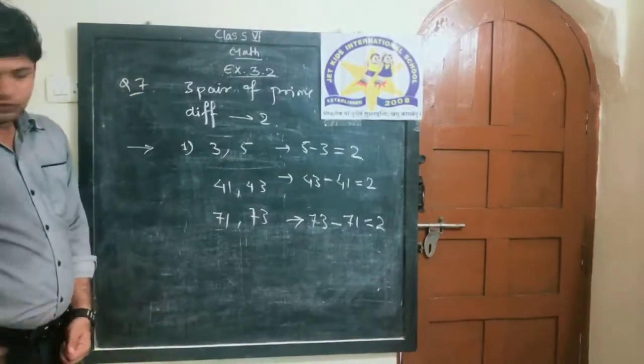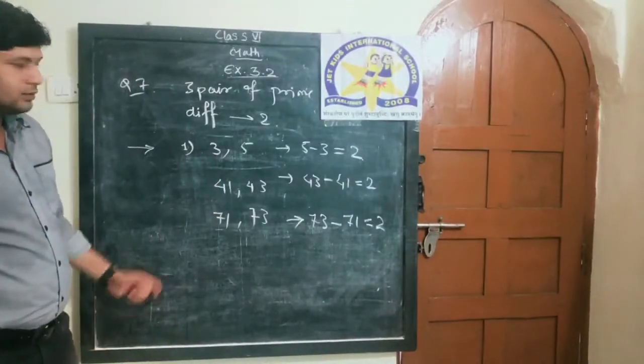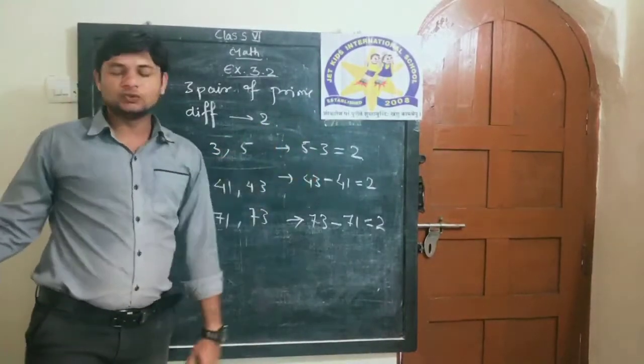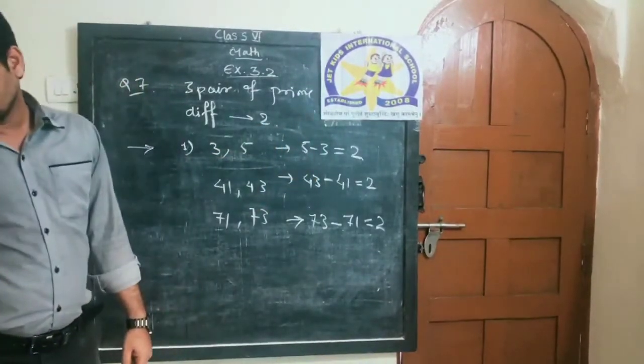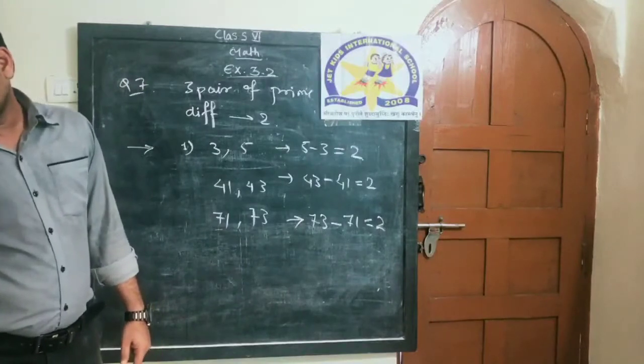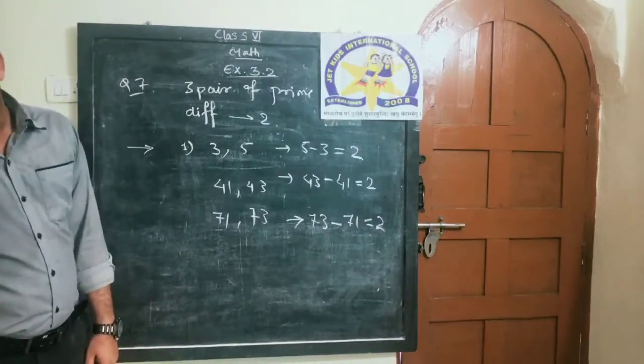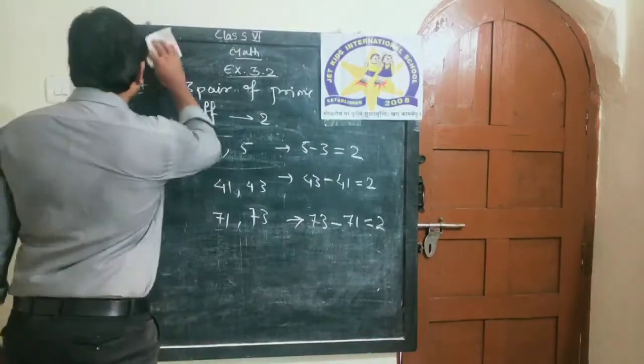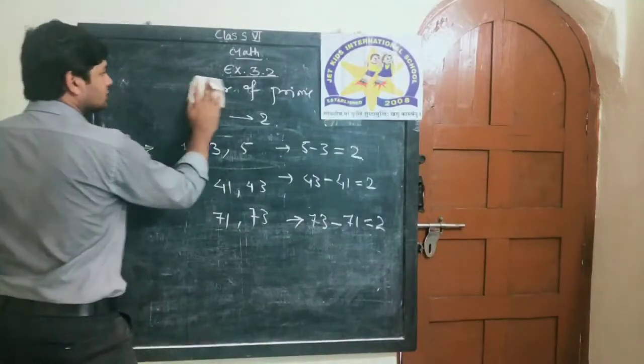Clear? So let us start the next question. Hope it is clear to all of you. Pair of even numbers whose difference is 2. Clear? Next, question number 8. Which of the following numbers are prime? Clear? Next thing.